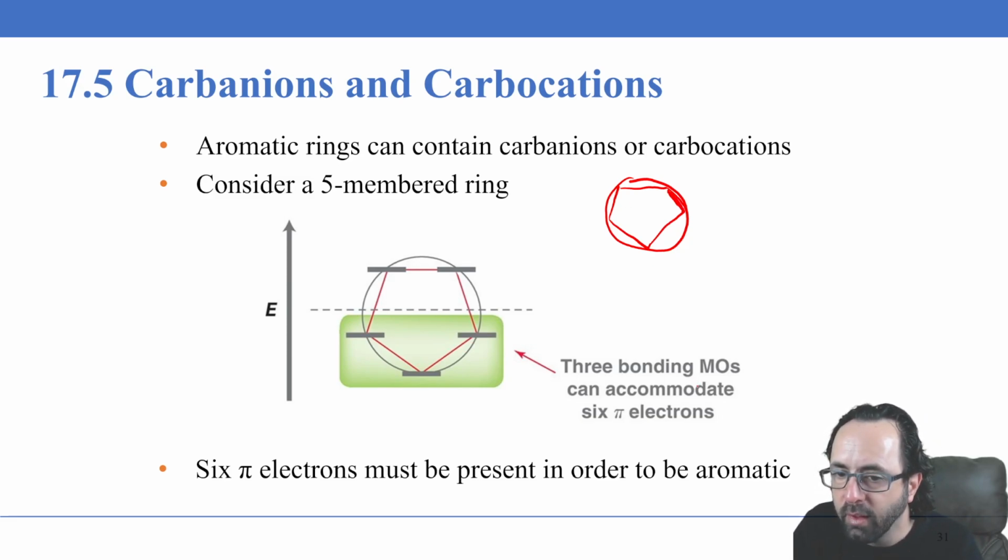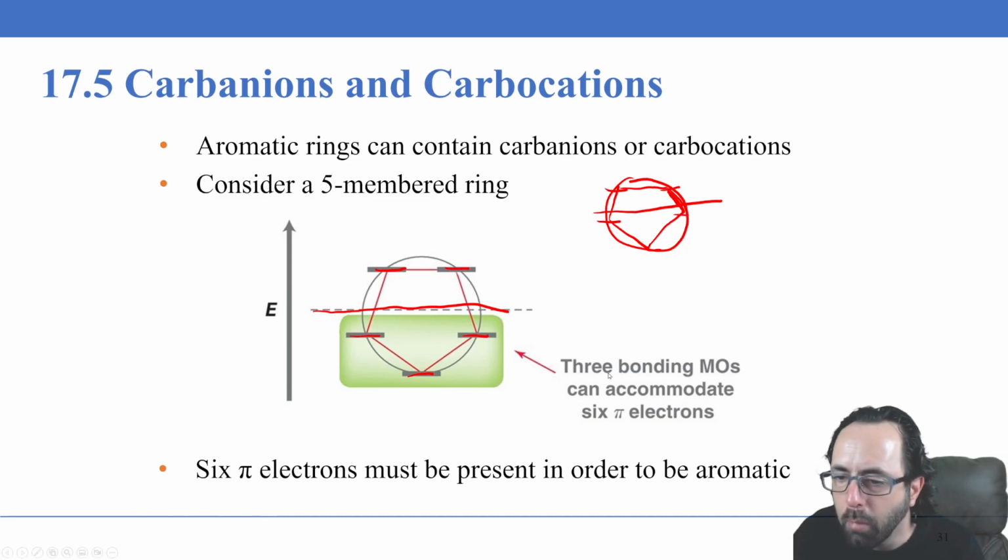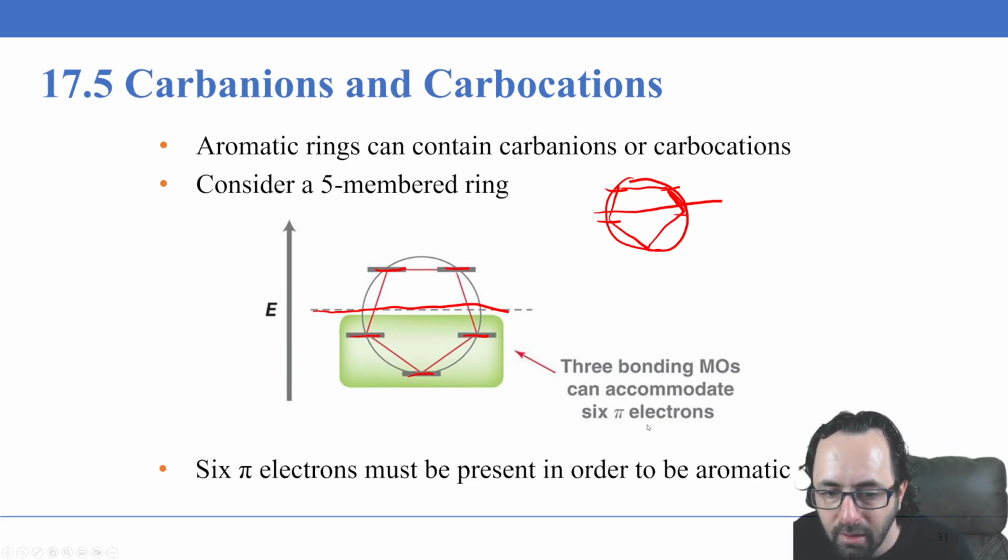Then we bisect the circle, so we go right through the middle, just like we did here. And at each intersection, we have a molecular orbital: 1, 2, 3 bonding, 2 antibonding. So we have 3 bonding molecular orbitals that can accommodate 6 pi electrons. So in order for this compound to be aromatic, there must be 6 pi electrons existing in this molecule.